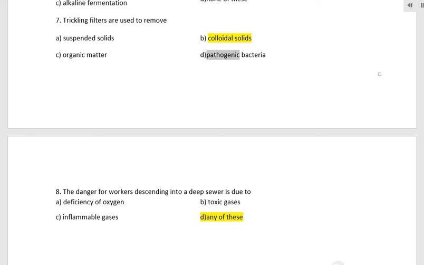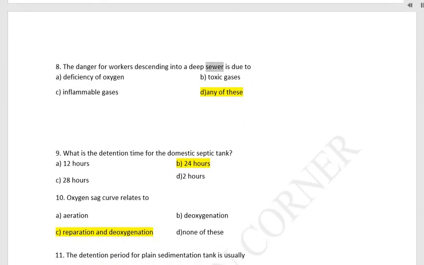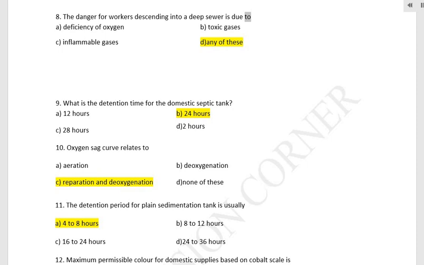C. Organic matter. D. Pathogenic bacteria. 8. The danger for workers descending into a deep sewer is due to A. Deficiency of oxygen. B. Toxic gases. C. Inflammable gases. D. Any of these.